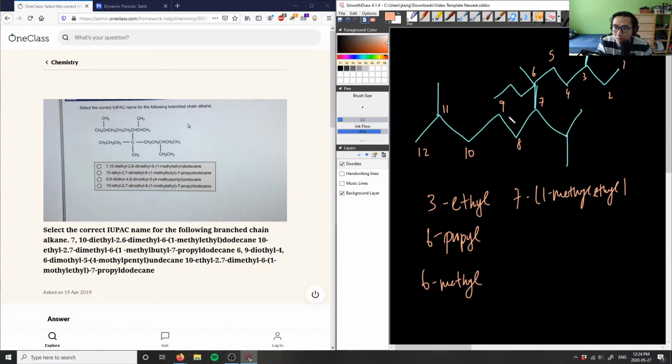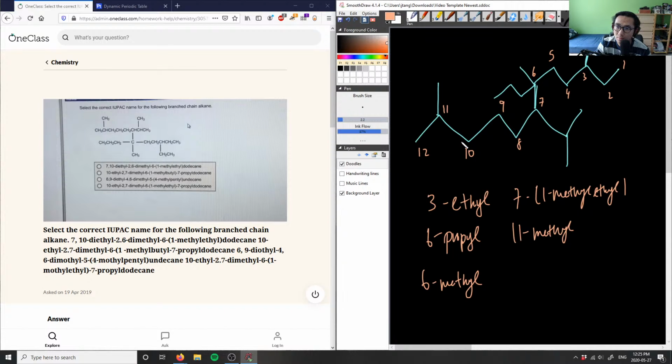And then finally on 11, we have another methyl here. So these are my numberings if I labeled it in this order. So let's look at the answers here. We have 7,10 diethyl, which doesn't make sense here. So this here is 10 ethyl, but this one's not a 10 here.